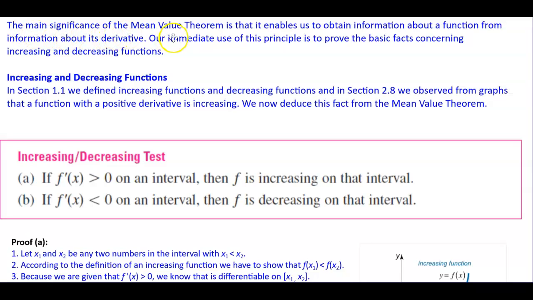The main significance of the mean value theorem is that it enables us to obtain information about a function from information about its derivative. Our immediate use of this principle is to prove the basic facts concerning increasing and decreasing functions. Back in section 1.1 we defined increasing functions and decreasing functions, and in section 2.8 we observed from graphs that a function with a positive derivative is increasing. We now deduce this fact from the mean value theorem.